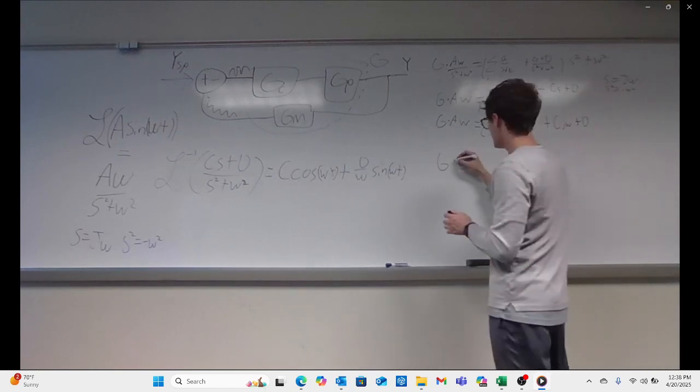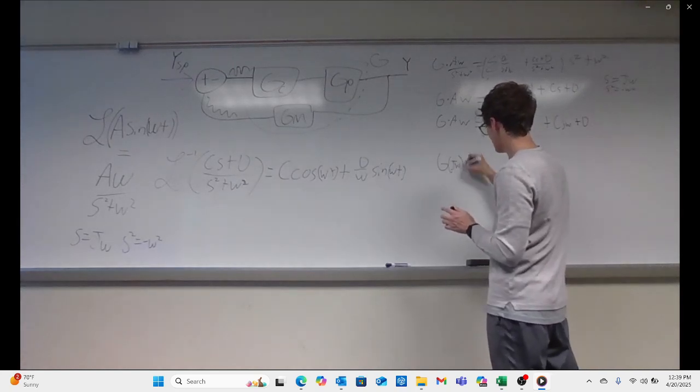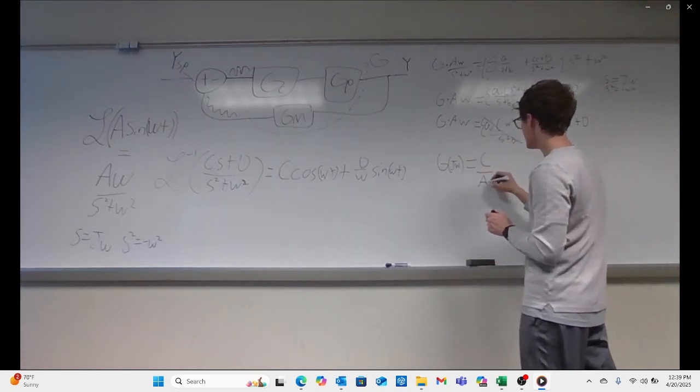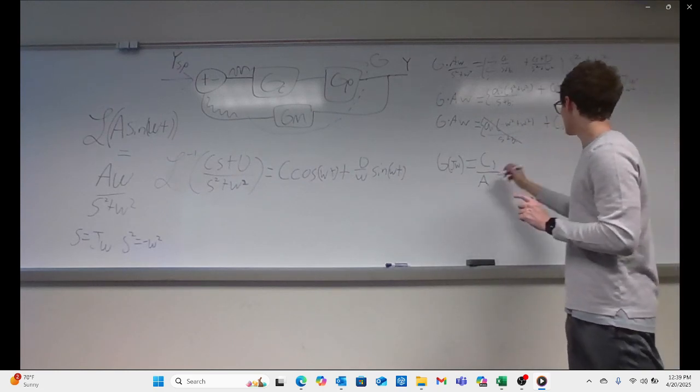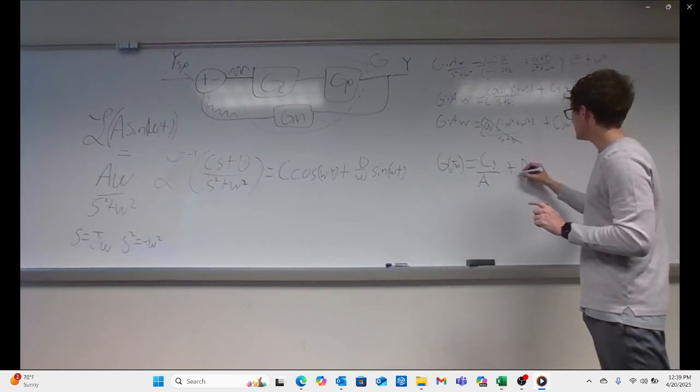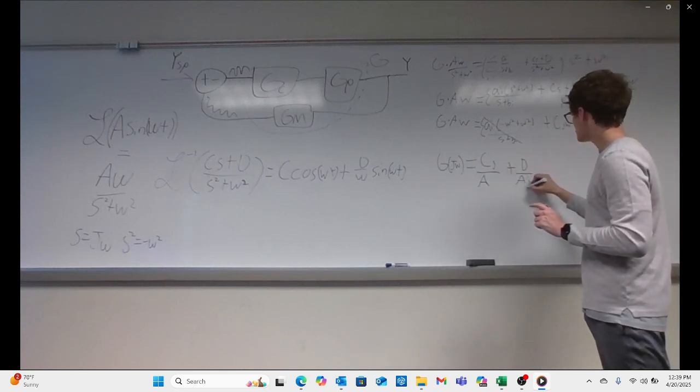So now we're going to divide Aω across. We're writing this as G in terms of jω now. It is cj over A plus d over Aω.